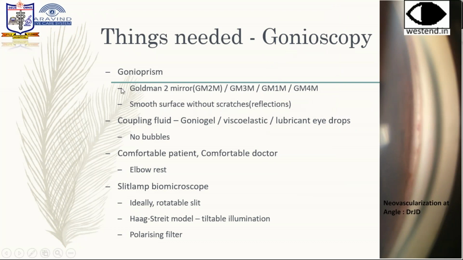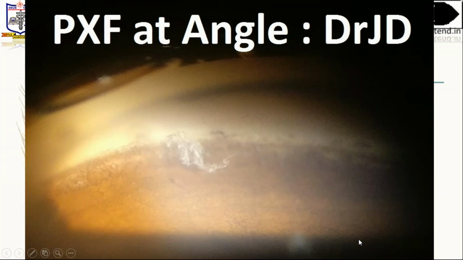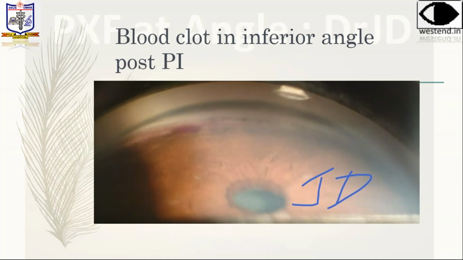For gonioscopy, you need regular gonioscopic mechanisms. You need a rotatable slit, tiltable illumination will be better, polarizing filter also will be better. You can take gonioscopic photographs in the same way, and you can take pseudo exfoliation in the angle. I believe this is the same pseudo exfoliation which was seen in the inferior angle in the slit lamp photograph, taken using a gonioscope, which shows a chunk of pseudo exfoliation in the inferior angle.